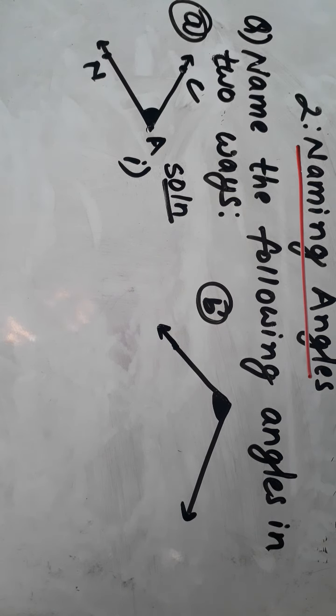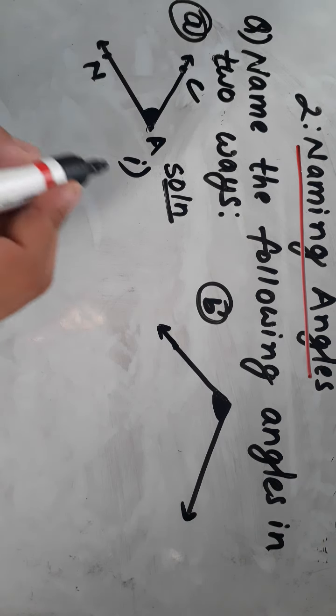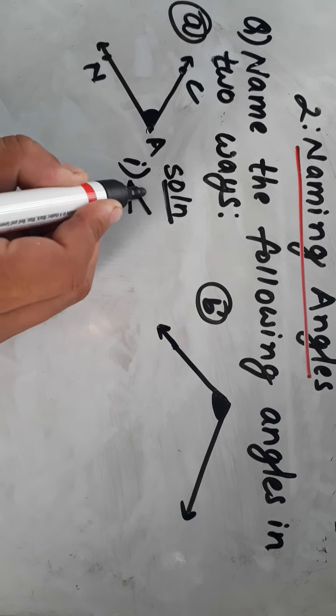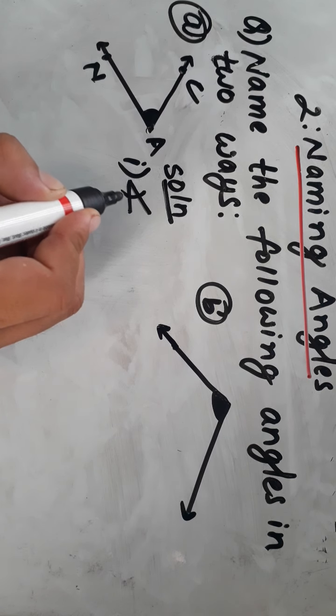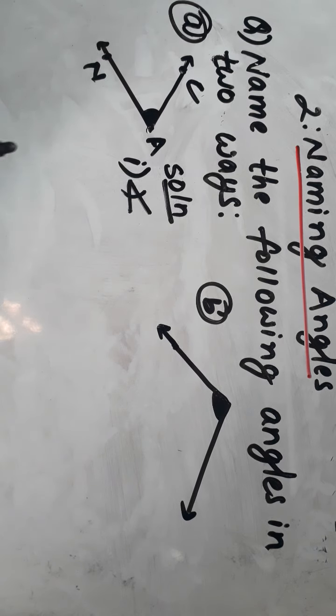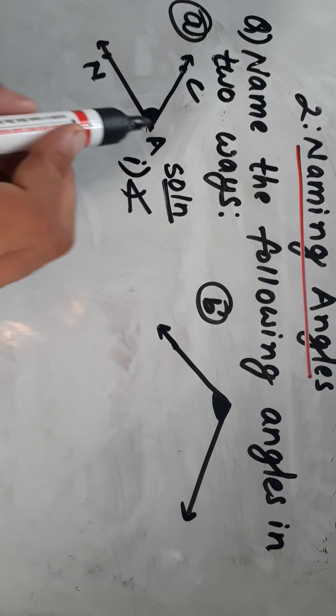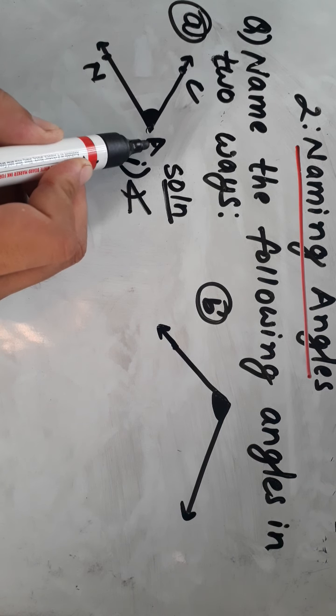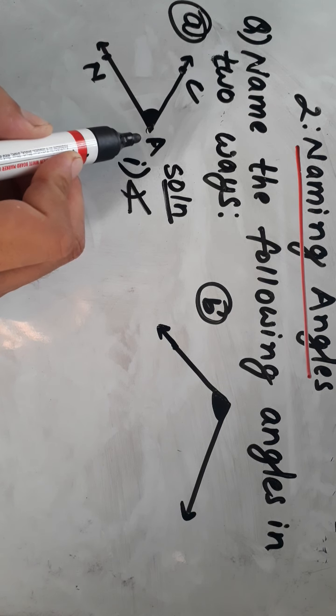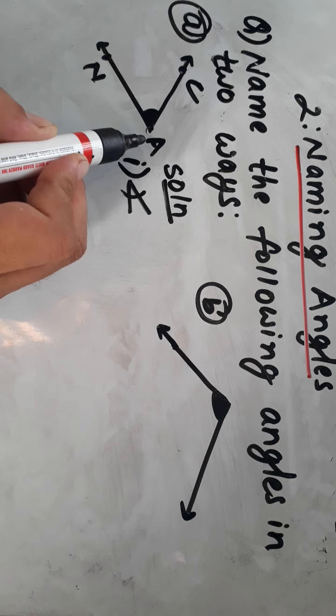So students, first of all you have to write the symbol of angle while naming the angle. This is your symbol of angle. Always you must write it, this is compulsory. Now let's see the question. As you can see, A is your vertex. So A must lie in the middle.